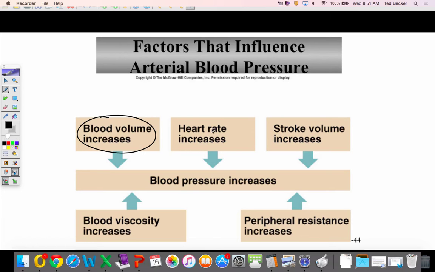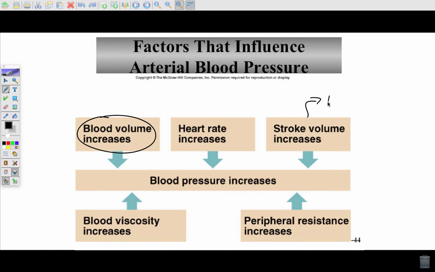Okay, so we said as the heart rate increases, the blood pressure increases. Stroke volume increases. Stroke volume is just how much blood is pumped out with each ventricular contraction.